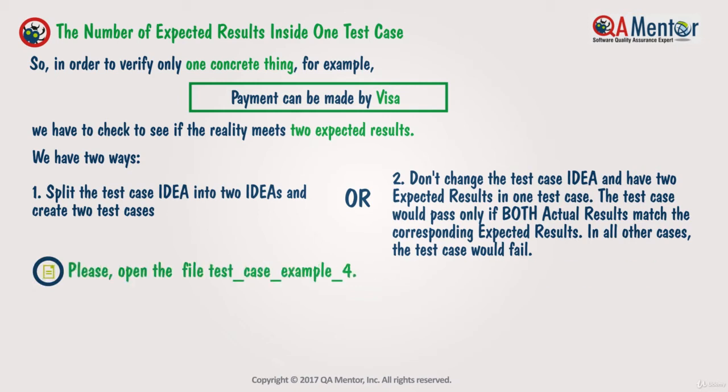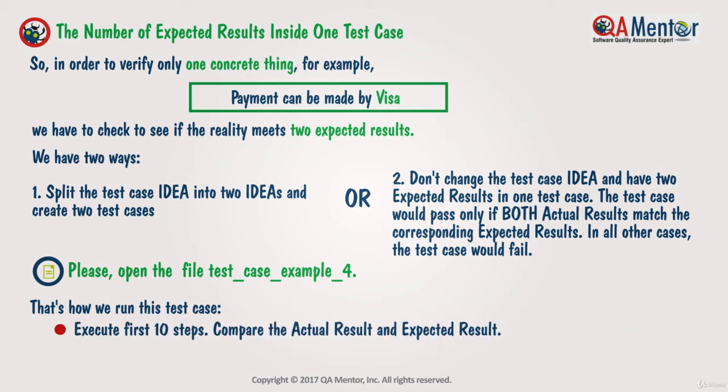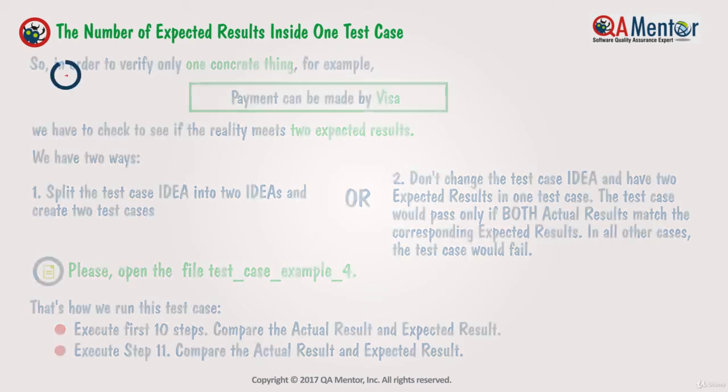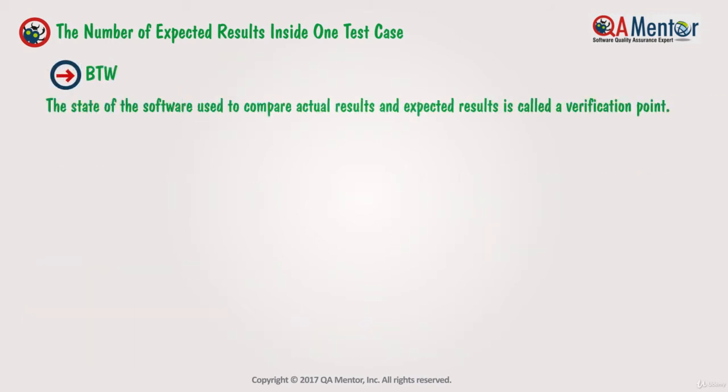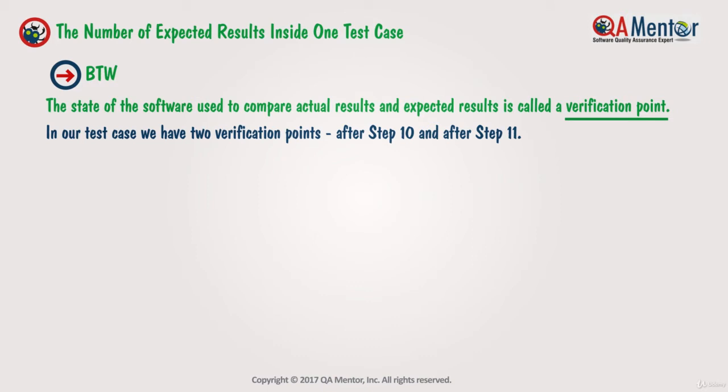Please open file Test Case Example 4. That's how we run this test case. Execute the first 10 steps, compare the actual result and expected result. Execute step 11. Compare the actual result and expected result. By the way, the state of the software used to compare actual results and expected results is called a verification point. In our test case, we have two verification points, after step 10 and after step 11.